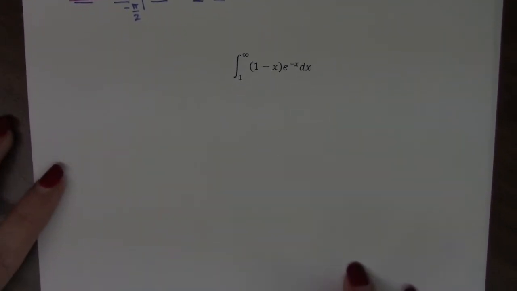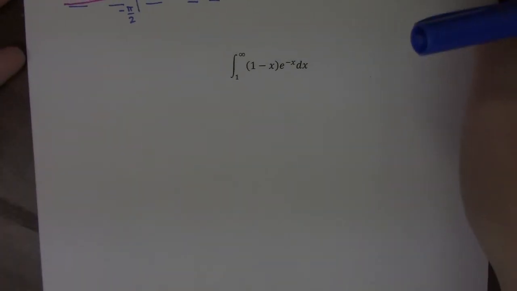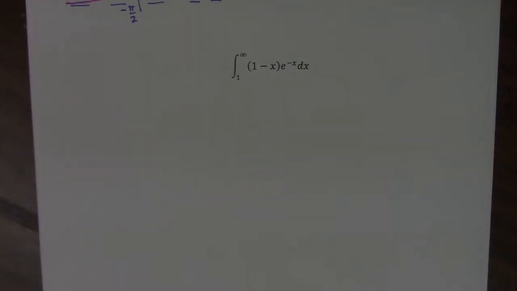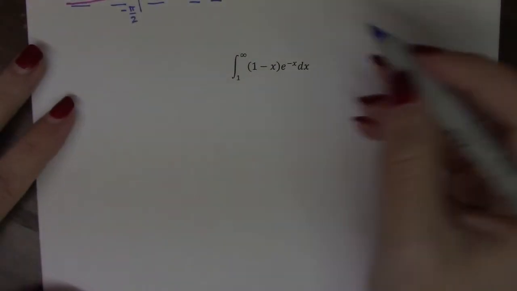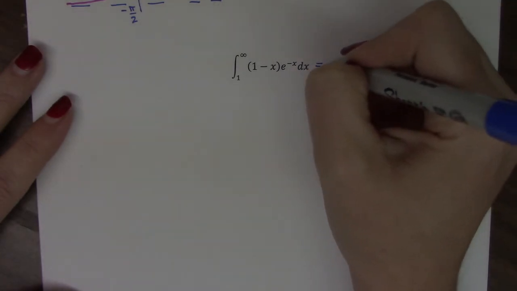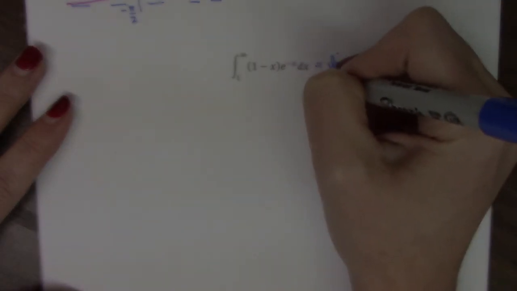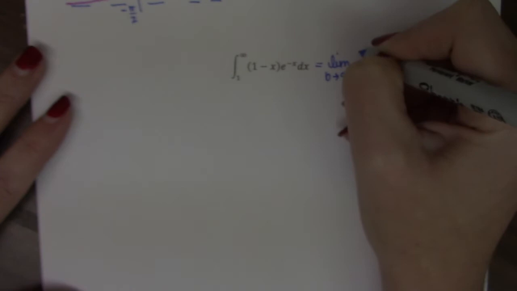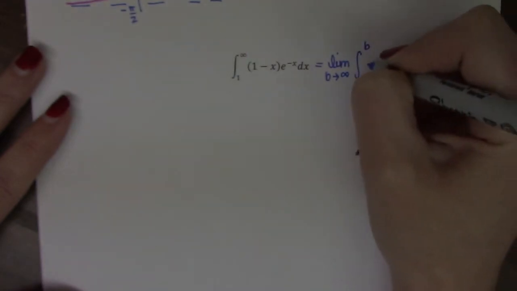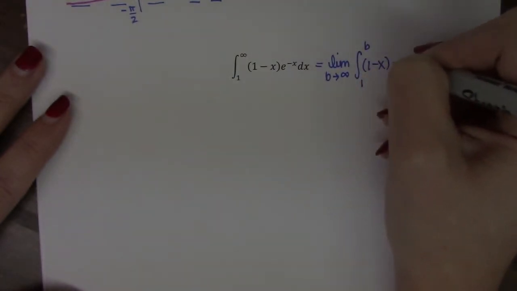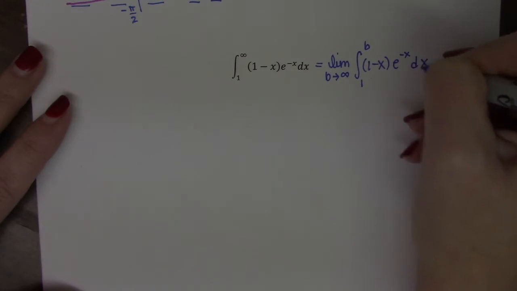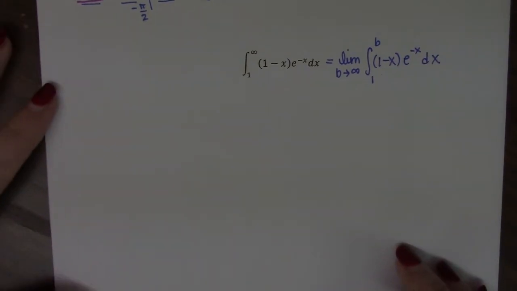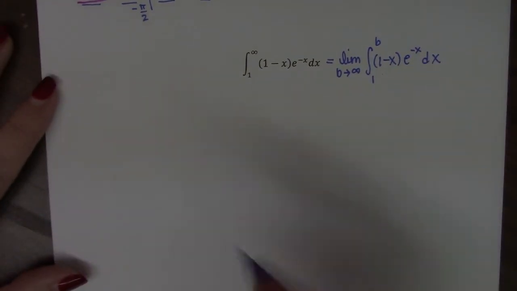All right, so the next one requires integration by parts to integrate. This is why I wanted to look at this, because these different topics can actually be combined together. So this is going to be the limit as b goes to infinity of the integral from 1 to b of (1 minus x) e to the negative x dx. This isn't really too bad, but we are going to have to do integration by parts.